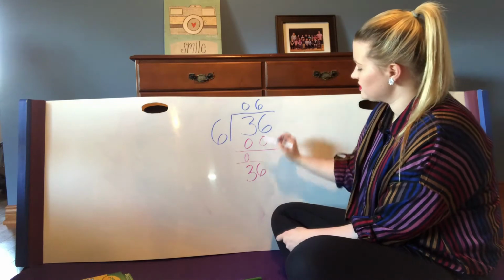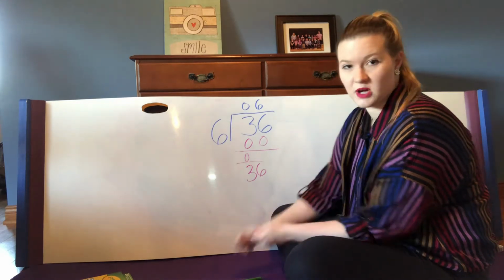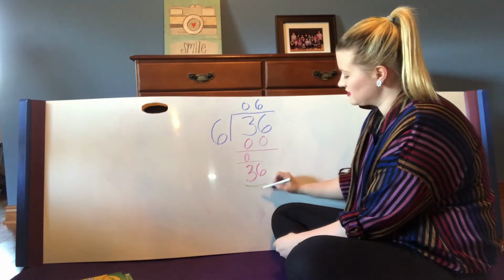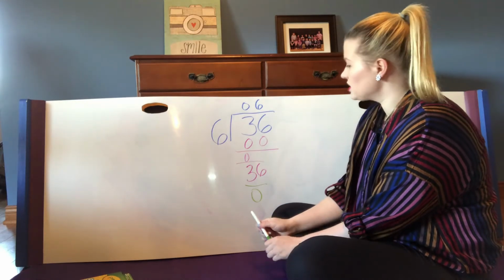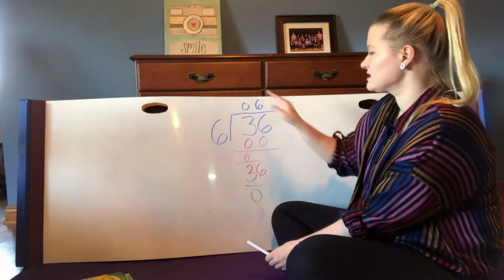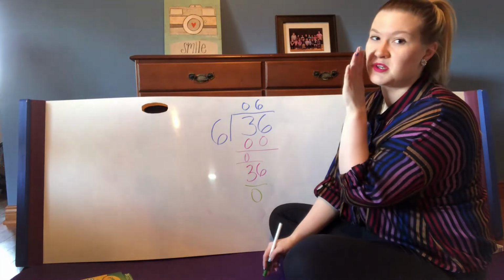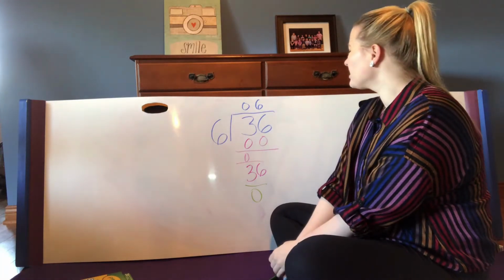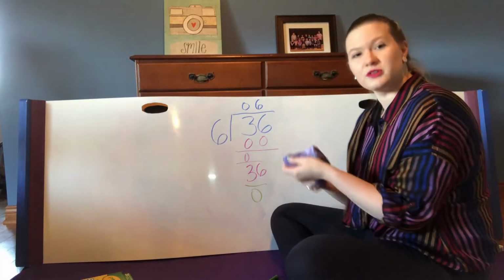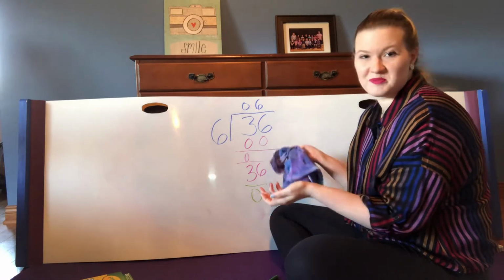So now we have 36 take away 36 for our subtraction, which gives us 0. So then we know that 36 divided by 6 is 6, which we already knew because we know our multiplication facts. So let's use that with a bigger number that isn't so easy to use multiplication for.